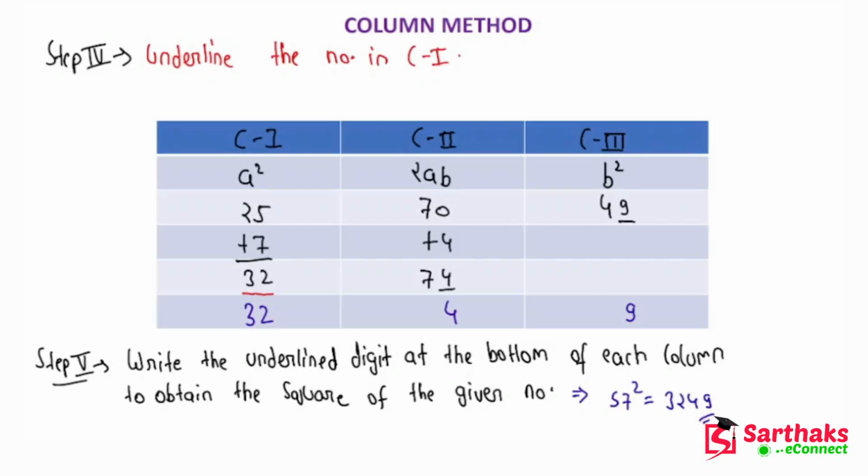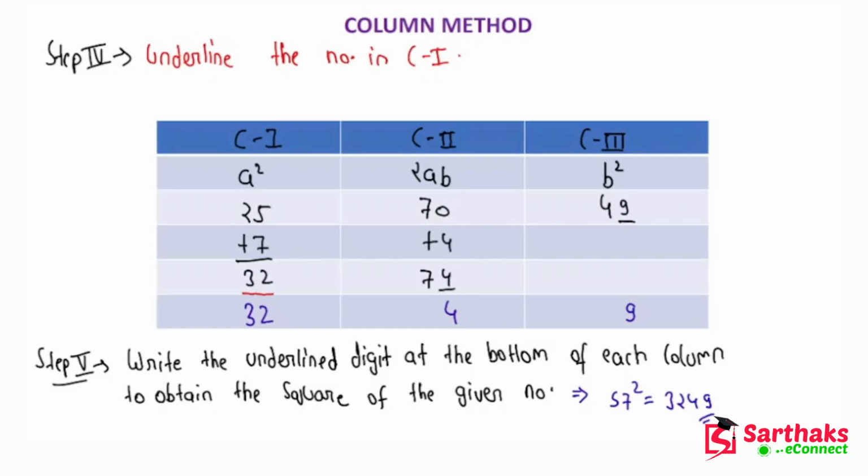So let me recall the method. Let me take you through the method. The first step says that make 3 columns. Right? Calculate a square, 2ab and b square. First of all, you have to find out what is a and b. A is the tens digit, b is the unit digit in your 2-digit number. Underline the unit digit in column 3, add the tens digit to column 2. Underline the unit digit in column 2, add the tens digit to column 1. Write down all the underlined digits and you will get the square.